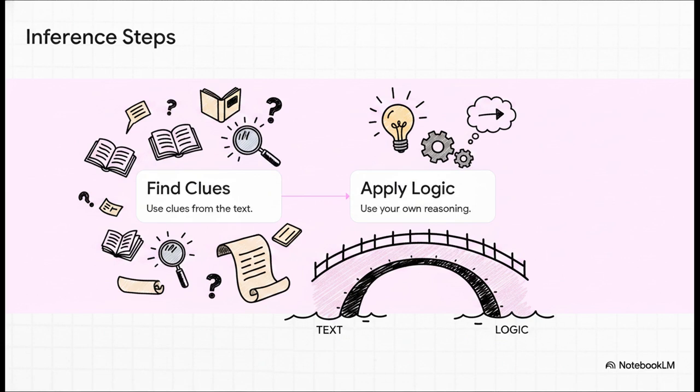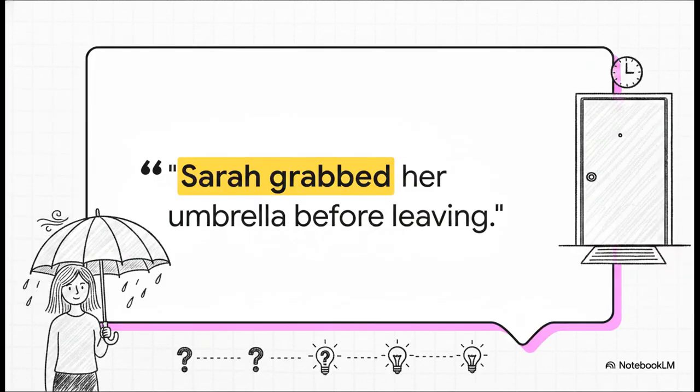It's kind of like a bridge. One pillar of the bridge is the text itself, and the other pillar is your own logical reasoning. If either of those pillars is missing, the whole bridge collapses, and you end up with a wrong answer. Let's see how this builds in a real-world micro-narrative. I want to prove to you that you actually already use this skill naturally every single day.